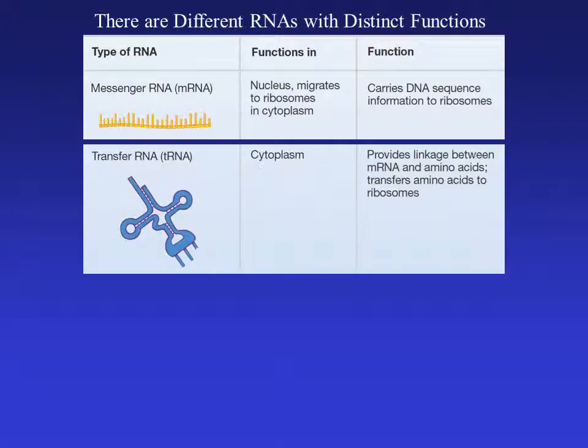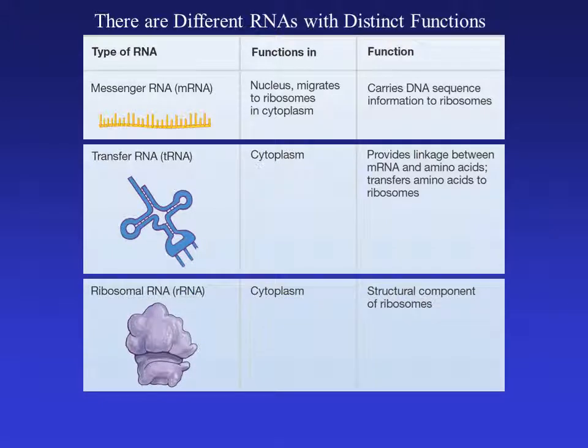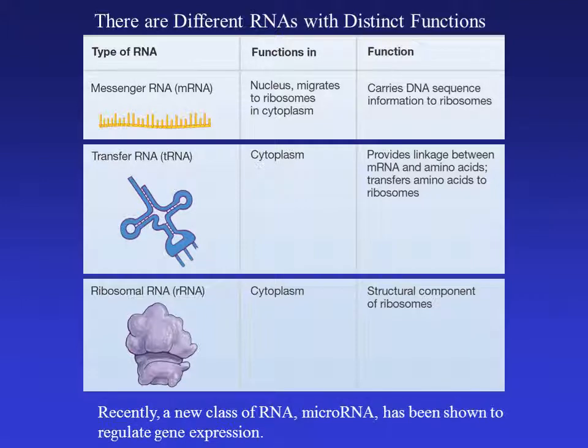The next one is transfer RNA, or tRNA. It's found only in the cytoplasm. It provides linkage between mRNA and amino acids and transfers amino acids to ribosomes. And then you have ribosomal RNA, or rRNA, and it is also only found in the cytoplasm, and its function is structural component of ribosomes. So it actually makes up what a ribosome is. And so these are our three key types of RNAs. There are other types, but we will not be covering them in this class.